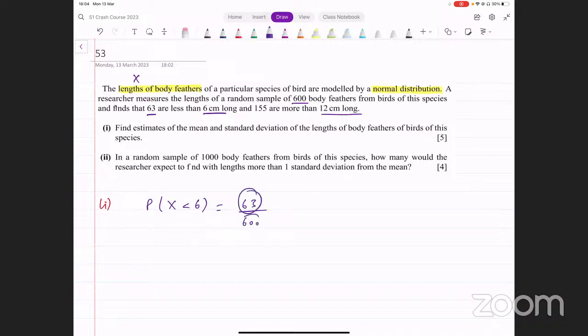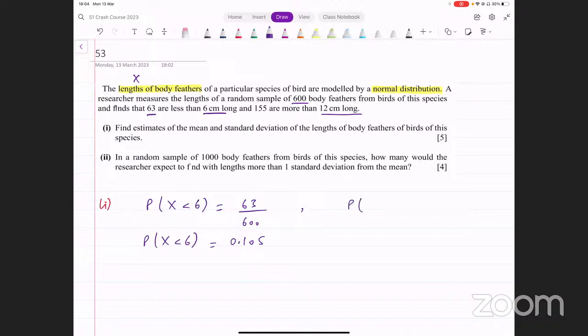Favorable outcomes divided by the total number of outcomes, 63 over 600. And that gives us that the probability of X less than 6 is equal to 63 over 600. Let's evaluate this. This turns out to be 0.105. Now, what else are we given? Out of this 600, 155 are more than 12 centimeters long.